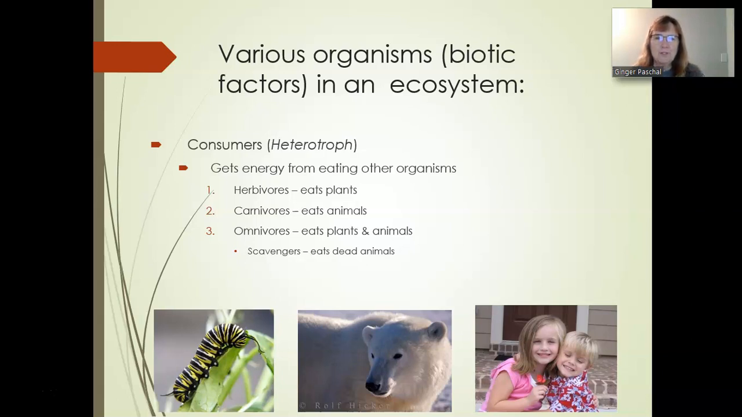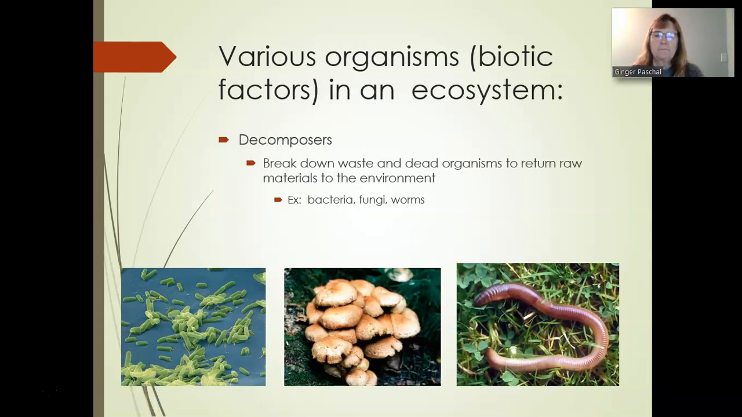There are also scavengers, and scavengers actually eat dead animals, which is actually a great benefit. There are also decomposers. Decomposers will also break down waste and dead organisms. What they're doing is they're taking those materials that are found in those dead plants and animals, and they're breaking them down so that they can be reused again. Examples of decomposers are bacteria, fungi, worms. Those are the ones that we most commonly think of.